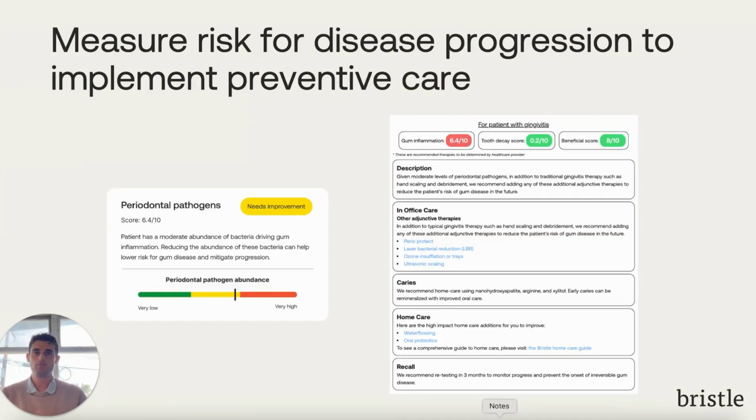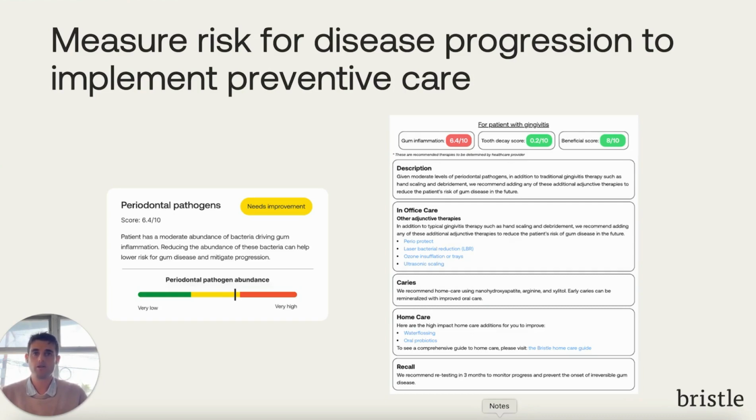Screening patients with moderate symptoms can provide insight into the likelihood your patient has of progressing to worse stages of disease. A high abundance of pathogenic bacteria, or in our case a high gum inflammation score, indicates that they are at high risk of progression, while a low score would indicate that they're relatively stable.